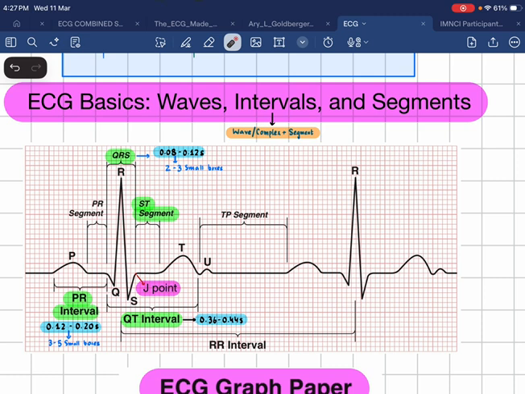The normal duration of the PR interval is from 0.12 to 0.20 seconds. That means 3 to 5 small boxes, while that of the QRS complex is 0.08 to 0.12 seconds. That is 2 to 3 small boxes. When the QRS complex ends and the ST segment starts, this is known as the J point. And the duration of the QT interval normally is 0.36 to 0.44 seconds.